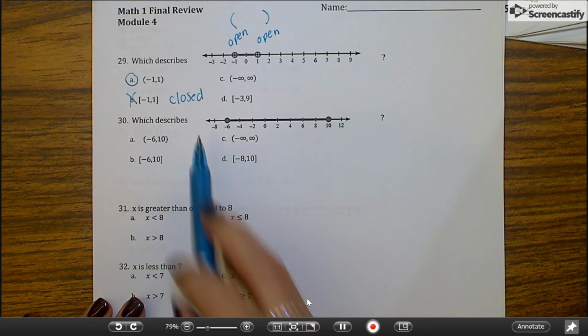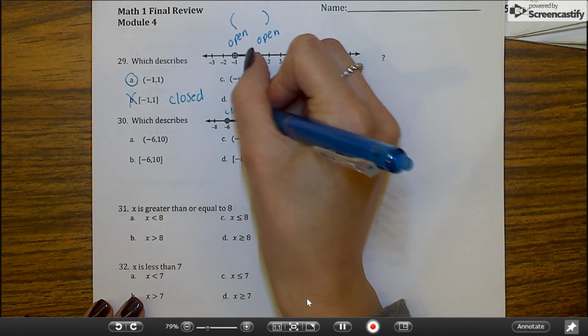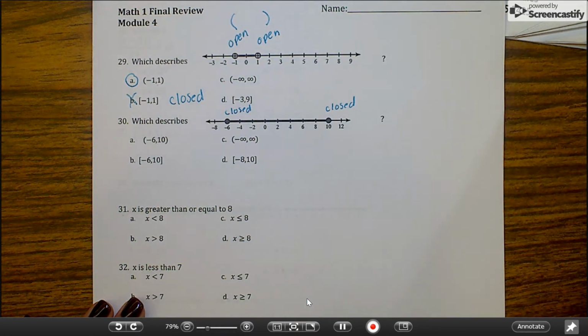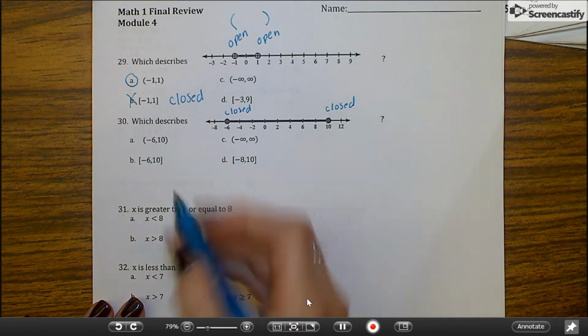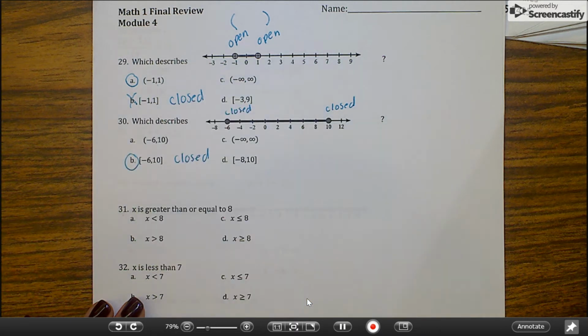Number 30, which describes this interval. Notice how we have closed here and closed at this point, so we know we're going to use brackets. From -6 to 10, brackets. B is closed, so B is the answer.